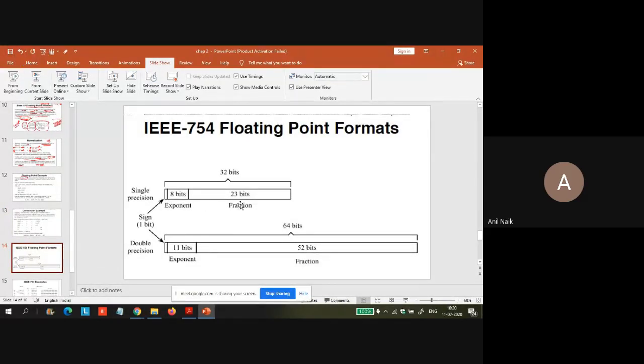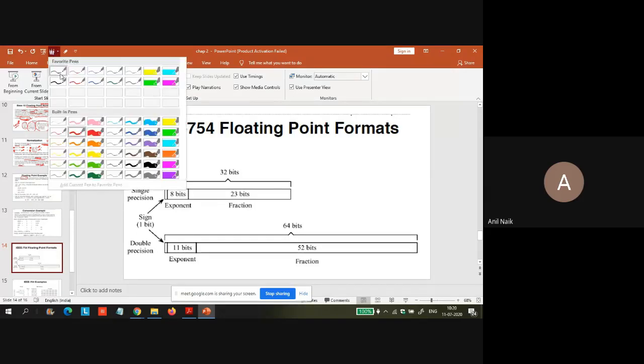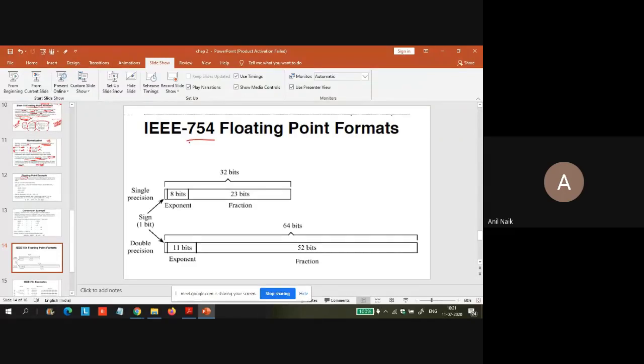Why is it required? The fraction part is 10 to the minus 1, 10 to the minus 2, 10 to the minus 3. This is the format for the IEEE 754 floating point format, single precision and double precision, where the exponent is 8 bits or 11 bits. For that exponent, if they give us a number like 254, for this decimal number we can't find the exponent directly. That's why we have to convert this number into the fraction form. We'll discuss that.